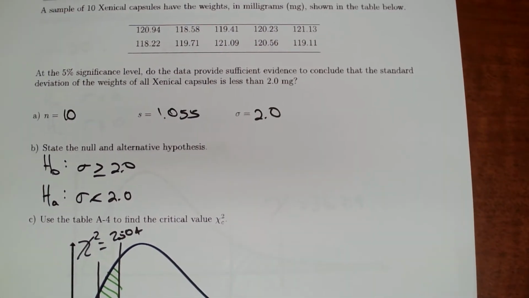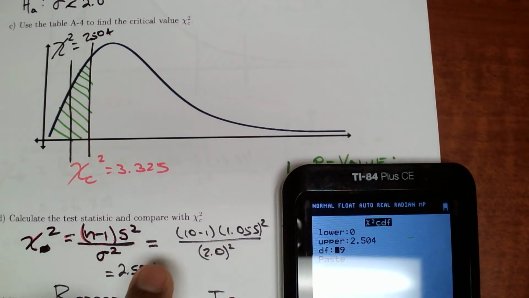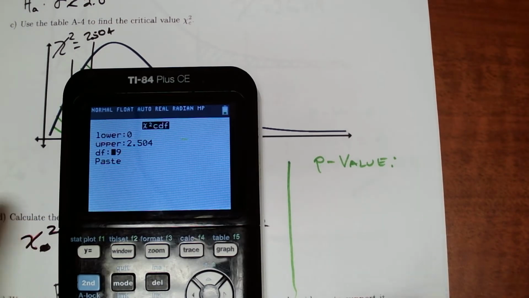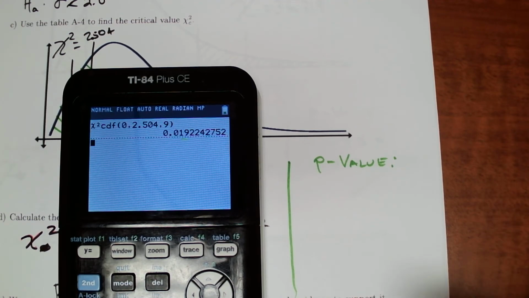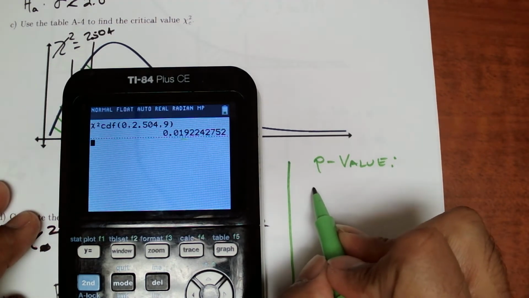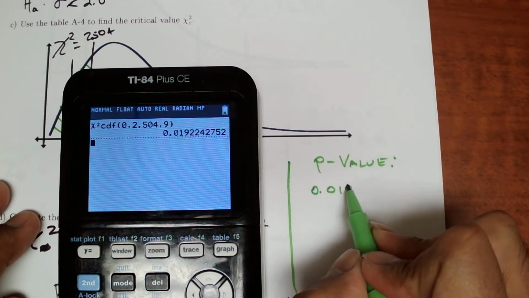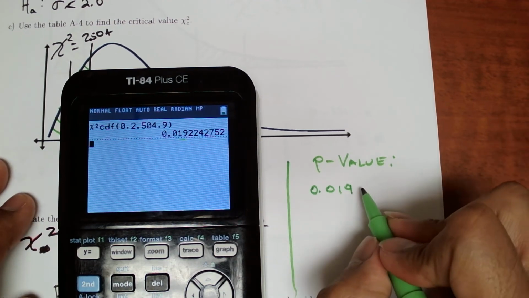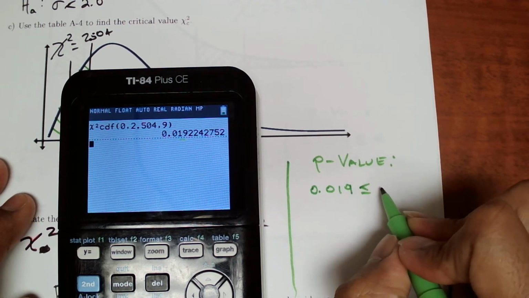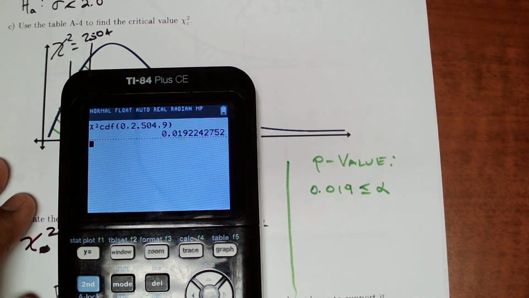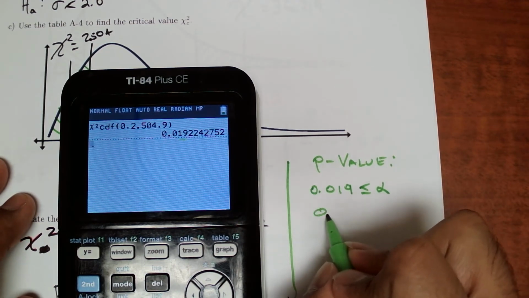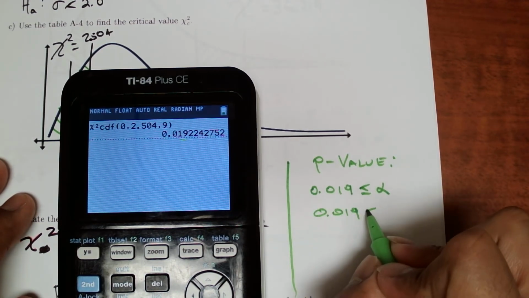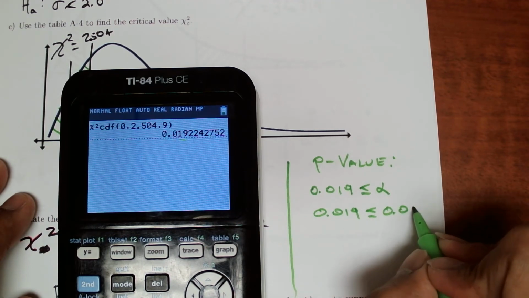And the degrees of freedom is 1 less than the sample size. In this case, we had a sample size of 10, that is, the degrees of freedom are 9. And paste. And what are we going to have? 0.019, which in this case is less than or equal to alpha, because 0.019 is less than or equal to 0.05.